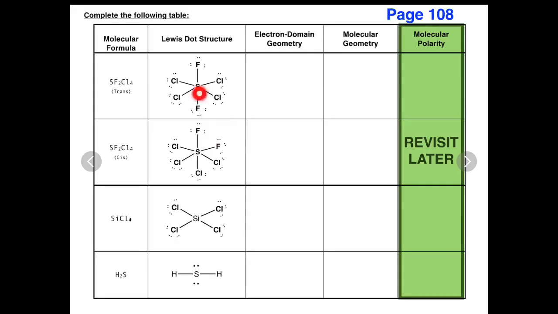But for now we are going to focus on only the electron domain geometry and molecular geometry. So these two contain 1, 2, 3, 4, 5, 6 electron domains. Therefore, the electron domain geometry would be octahedral. And if you're looking at sulfur, there's no lone pair around sulfur either. So in this case, both the electron domain and molecular geometry would be octahedral. Both of these would be octahedral.